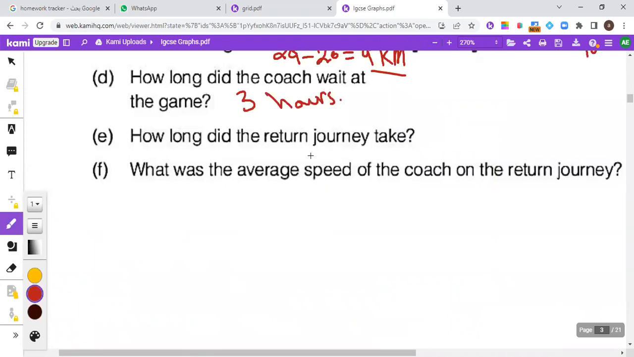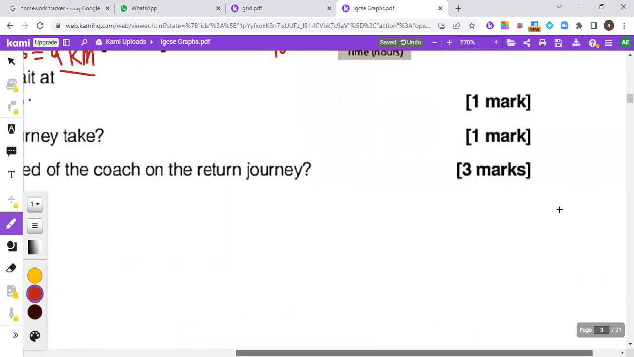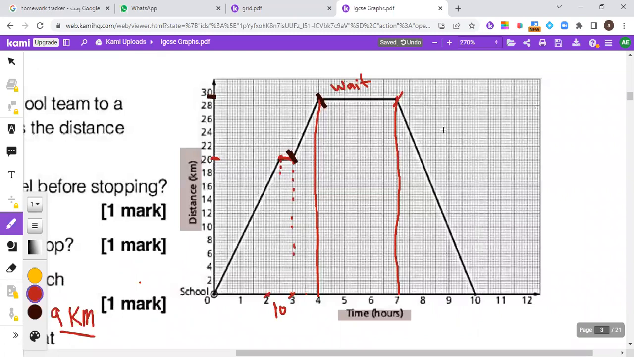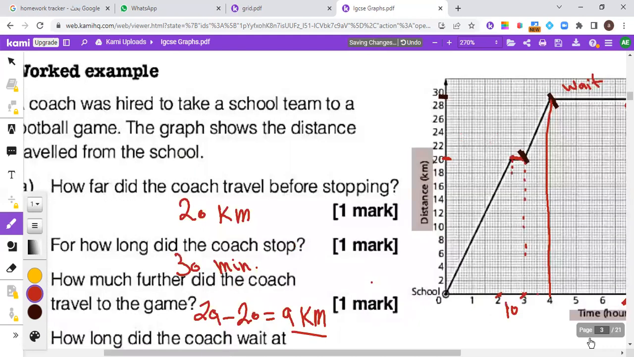Wahiba, how long did the return journey take? Here, the return. How many hours does it take? From 7 to 10. 3 hours.